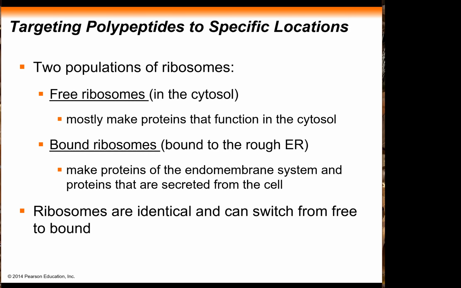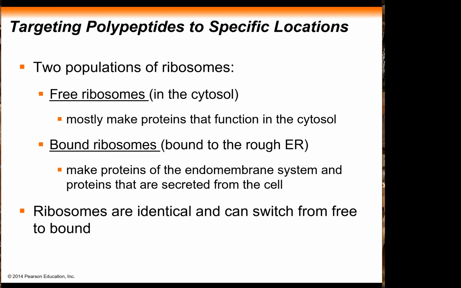Then you've got the bound ribosomes. These are going to be either bound to the rough ER or the nuclear envelope, and they make a different kind of protein. They're going to make those proteins that either, number one, are meant to participate in cellular membranes, so plasma membrane or organelle membranes, or number two, those proteins that are meant to be secreted outside of the cell. Now, ribosomes are identical, and they can switch between being free and bound.